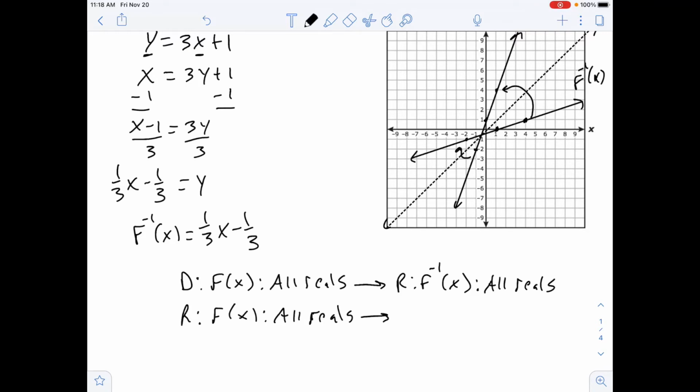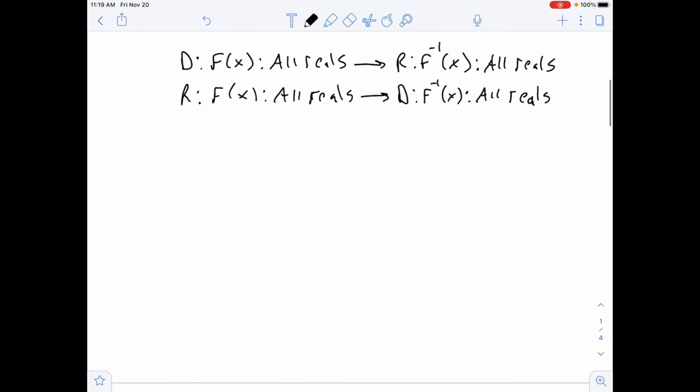All you have to do is look at the domain and range of the original. So the range of the original is going to be the domain of the inverse. And of course, again, these are all reals, so not much is going to change. Sorry about that. All right, so let's look at another one where that's going to come into play.